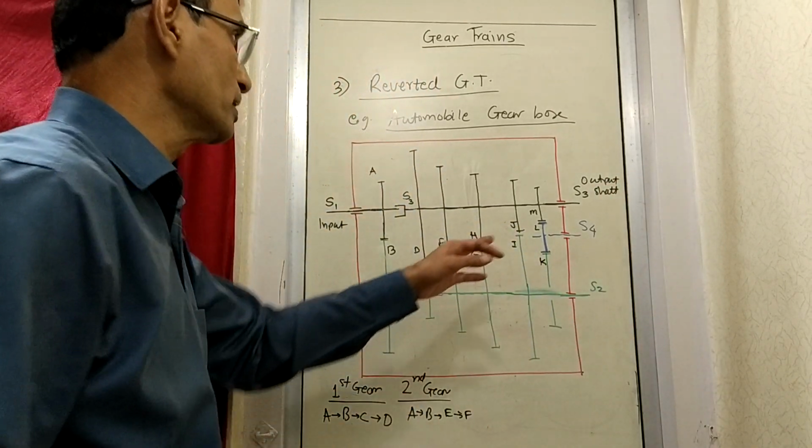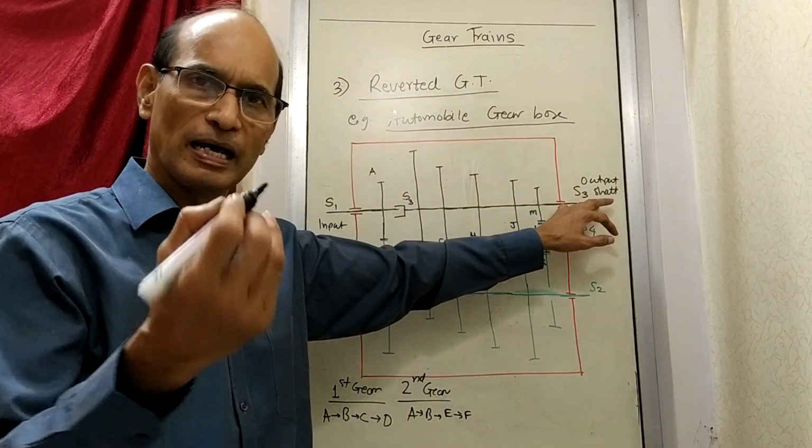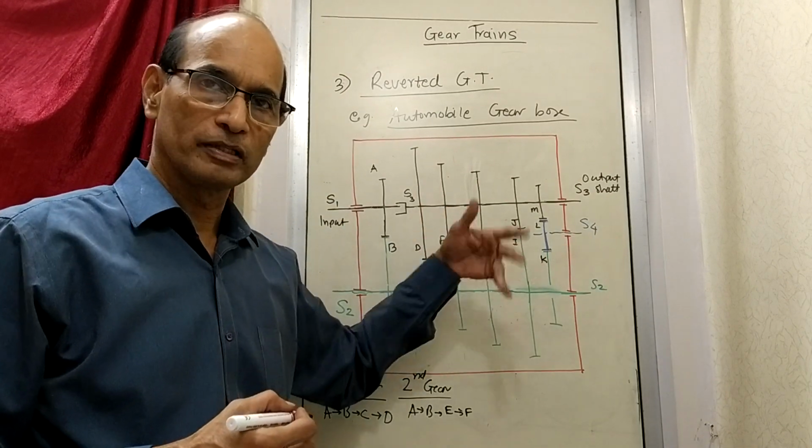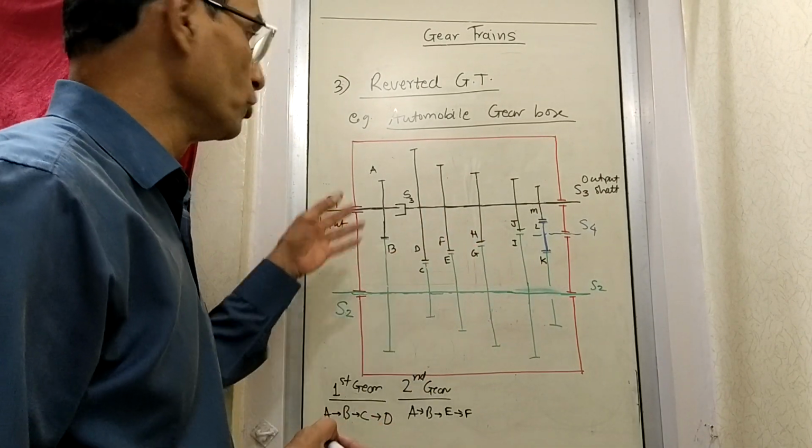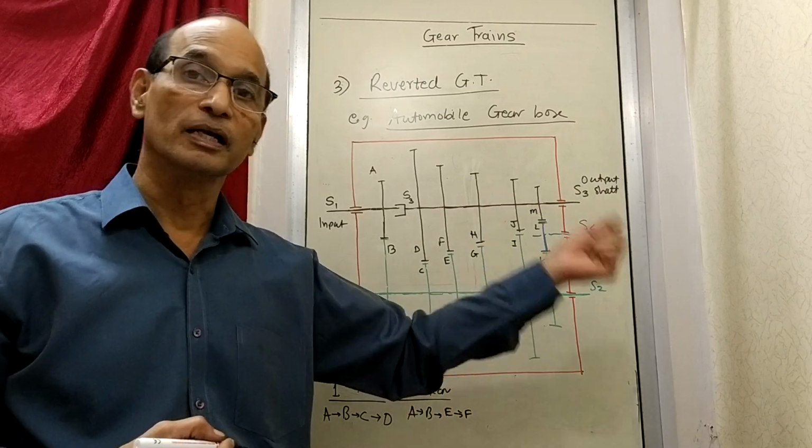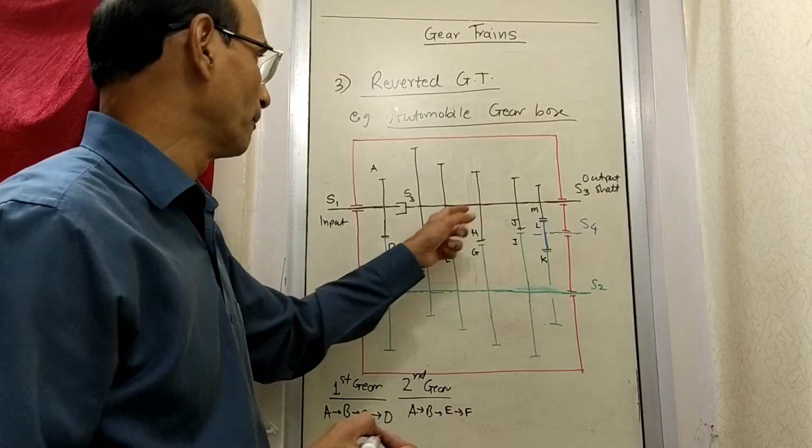Now the output shaft rotates with a different speed which is higher than the earlier speed. So now you are in the second gear. Now when you change the lever and go to the third gear, what happens?